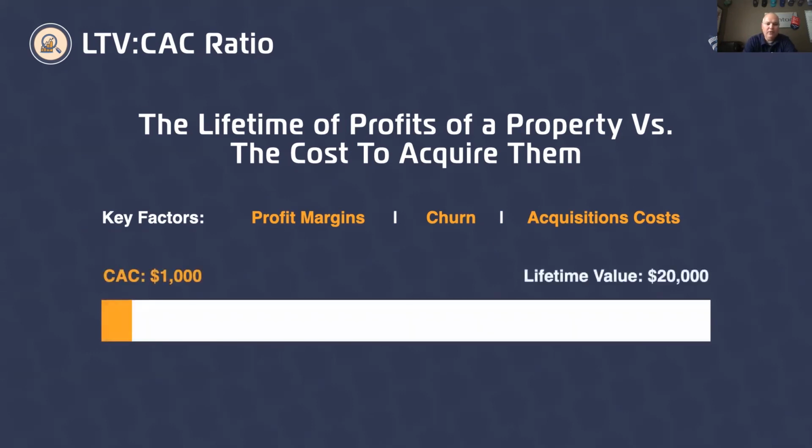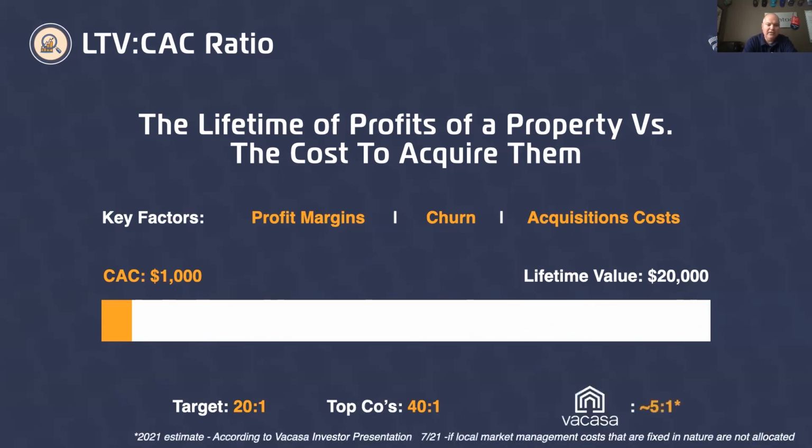What we're looking for with our partners, the goal we're setting, is a 20-to-1 LTV to CAC ratio. The top companies out there are at 40-to-1. And I thought this was interesting: according to the Vacasa slide deck in their investor presentation, they estimated their 2021 LTV to CAC ratio was going to be 5-to-1. Now, I will give them the benefit of the doubt.